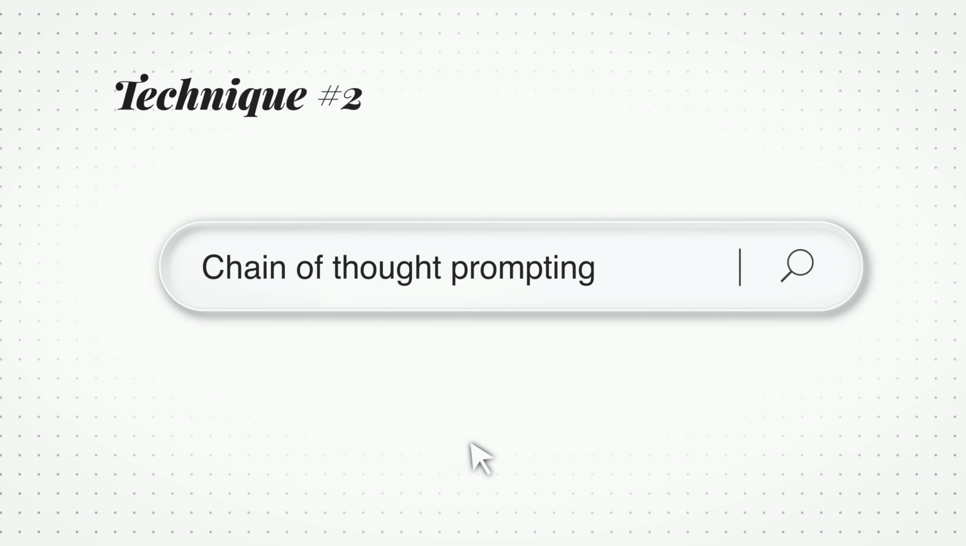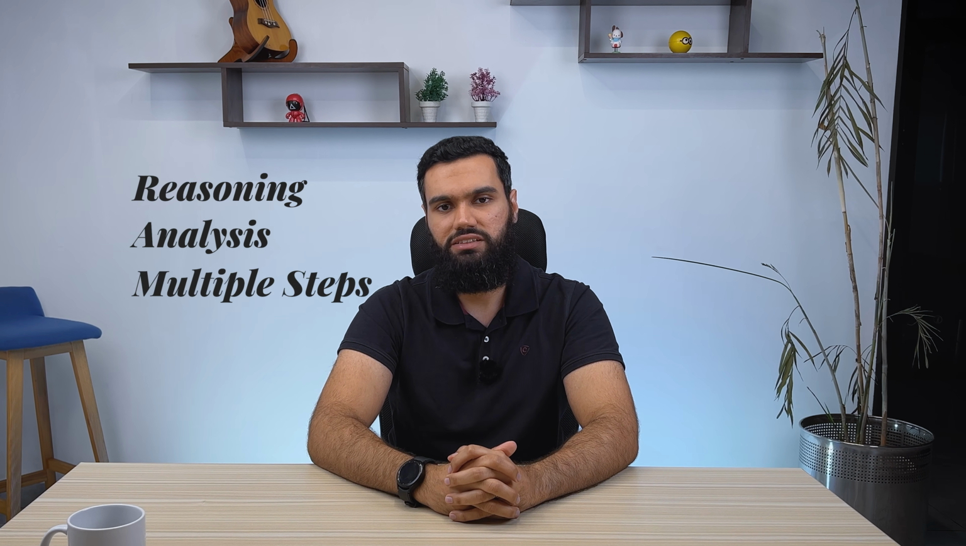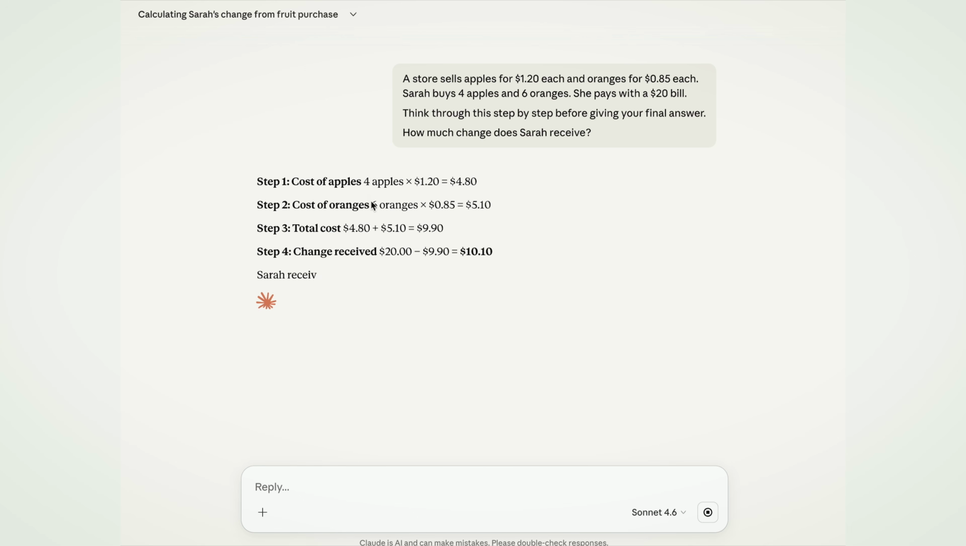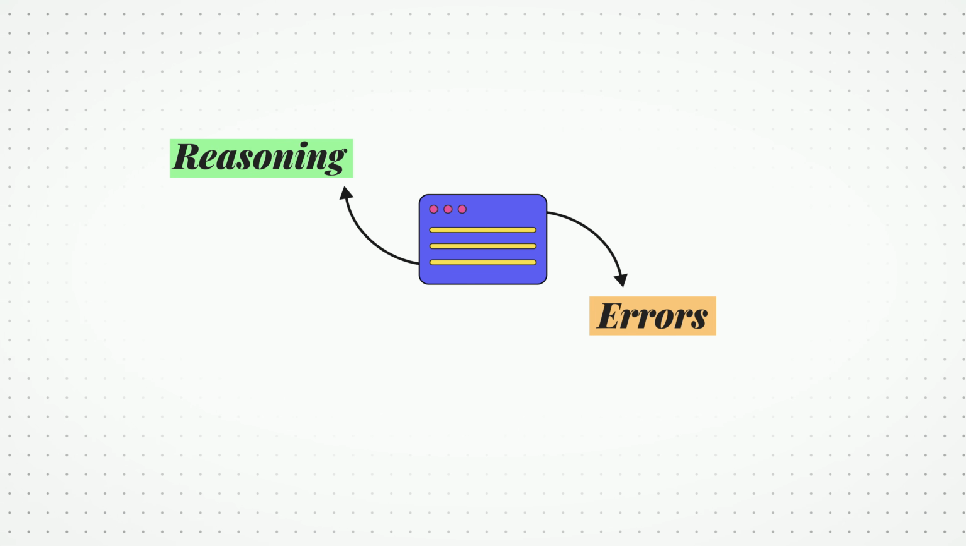The second technique is chain of thought prompting. For straightforward tasks, asking for a direct answer is fine. But for anything that involves reasoning, analysis, or multiple steps, asking the model to think through the problem before giving an answer produces noticeably better results. And the reason is simple. When the model is forced to show its reasoning, it catches its own errors along the way.